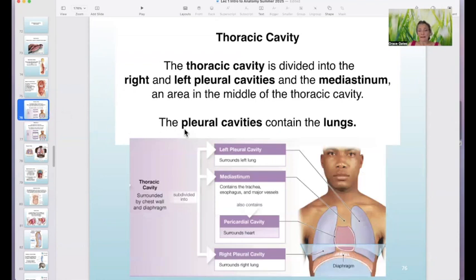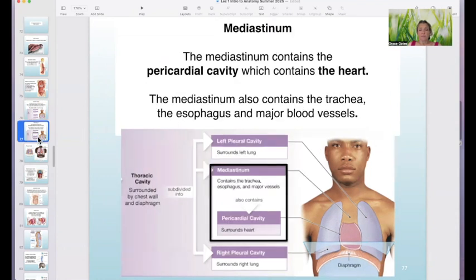The thoracic cavity is divided into the right and the left pleural cavities and the mediastinum, an area in the middle of the thoracic cavity. The pleural cavities contain the lungs. The mediastinum contains the pericardial cavity, which contains the heart, and also the trachea, the esophagus, and major blood vessels like the aorta and the superior and inferior vena cava.